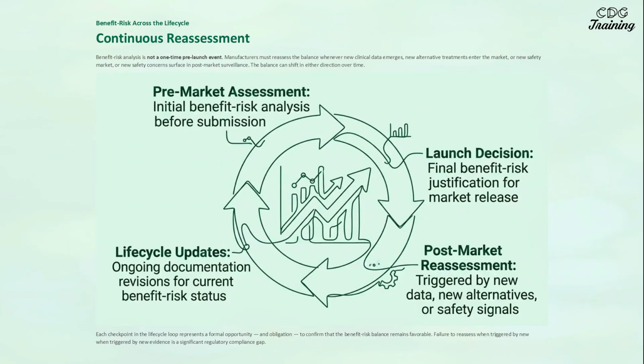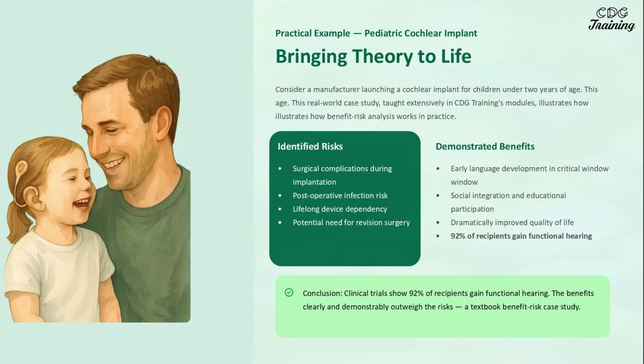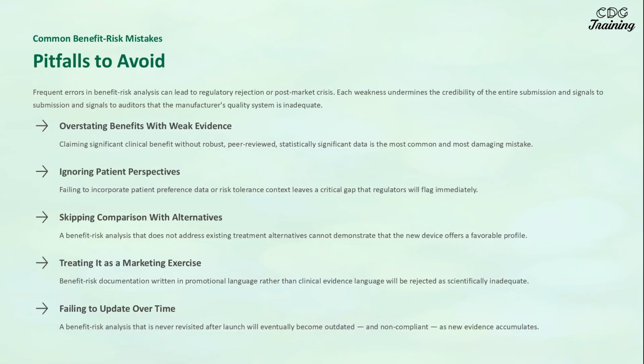Benefit risk analysis is ongoing. It involves pre-market assessments, launch decisions, and post-market reassessments to ensure safety and efficacy. A real-world case study of a pediatric cochlear implant shows how benefit risk analysis is applied, demonstrating significant benefits over identified risks. Errors in benefit risk analysis can undermine credibility. Avoid overstating benefits, ignoring patient perspectives, and failing to update over time.